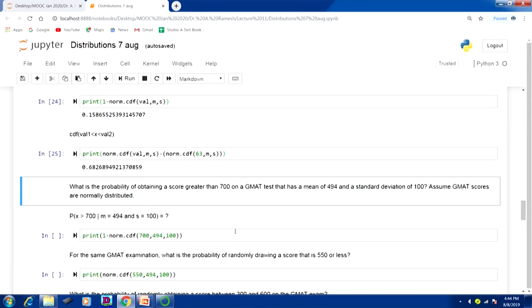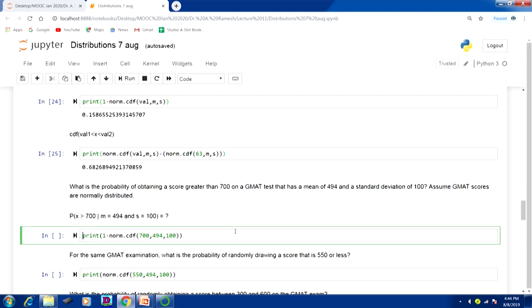Suppose what is the probability of obtaining a score greater than 700 on a GMAT test that has mean 494 and standard deviation of 100. Assume GMAT scores are normally distributed. There is another example. What is the probability of x greater than 700 when mean equal to 494 and standard deviation is 100? Because we want to know x greater than or equal to 700, we have to find out x equal to 700, then subtract from 1. So, print 1 minus norm.cdf 700, 494 comma 100 will give you the answer for this one.